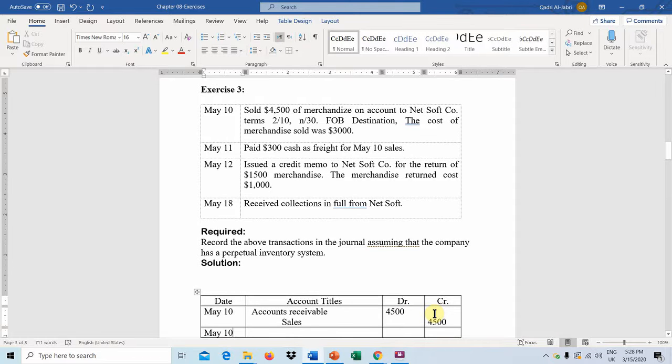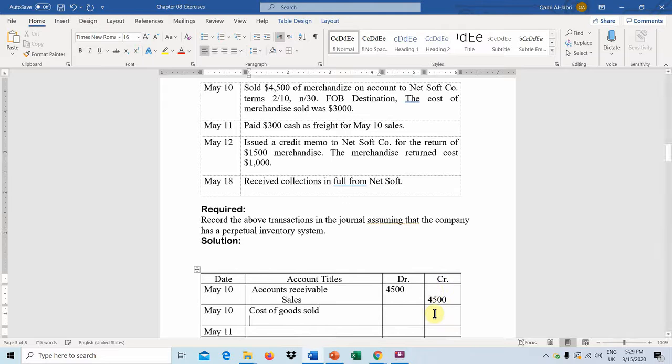Now also at the same date, I will update, I will debit cost of goods sold, and I will credit inventory, because inventory on hand will decrease by the cost of this inventory. So we have 3,000, and for this one 3,000.